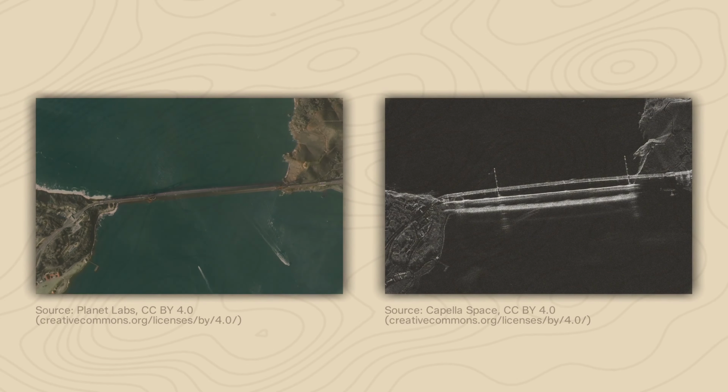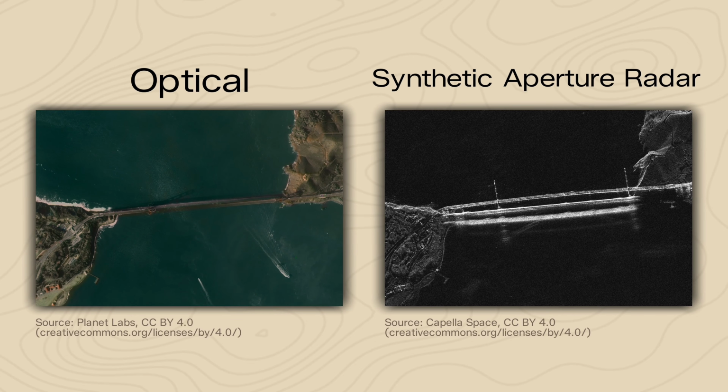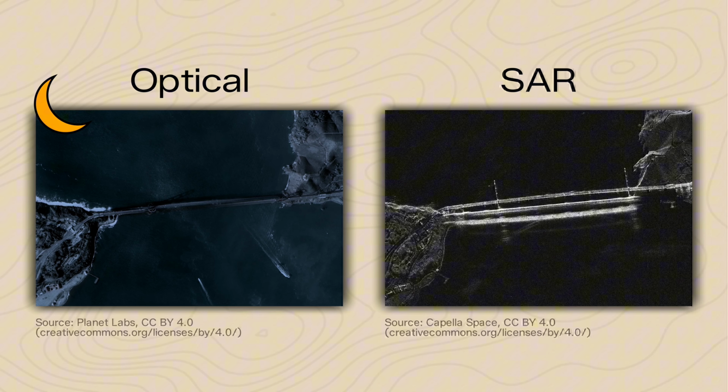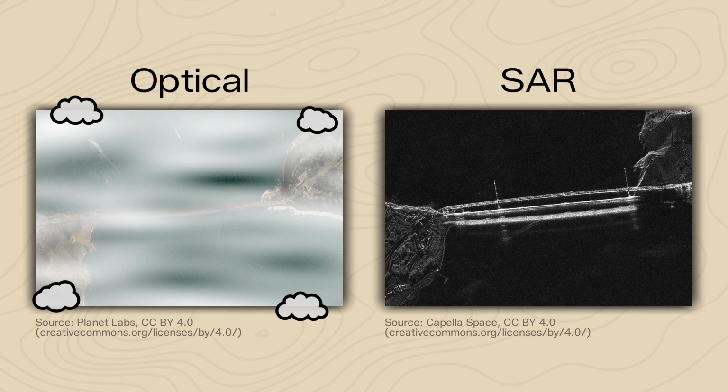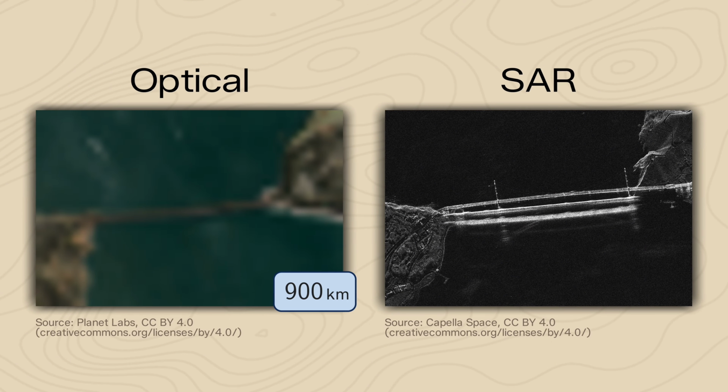What is the difference between these two satellite images of the Golden Gate Bridge in San Francisco? One is taken with an optical satellite and one with a radar satellite called Synthetic Aperture Radar, or in short, SAR. SAR satellites can take images in the dark, see through clouds, smoke, and fog, and their resolution is independent of how far the satellite is from Earth.